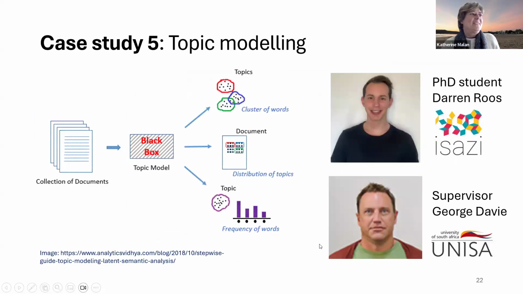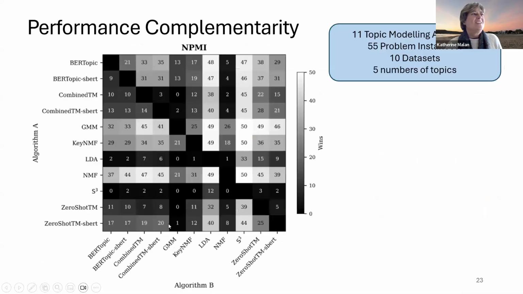Last one, this is with my PhD student, Darren Roos, with my co-supervisor, George Davey, also in my department. Topic modeling is where you've got a collection of documents and you're trying to cluster topics, create topics. And what he's shown is that there is performance complementarity. We have 11 topic modeling algorithms, from things like latent Dirichlet allocation to BERTopic and so on. We have 10 data sets with 5 numbers of topics, because you have to say up front, I want 10 topics or I want 100 topics.